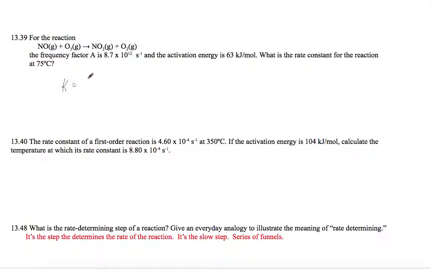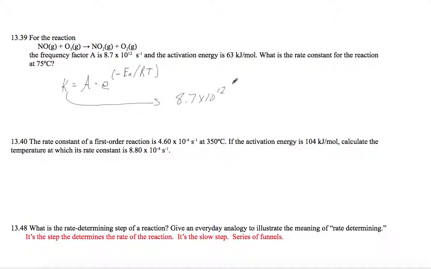K is equal to capital A, which is the frequency factor, times lowercase e, as in the opposite of natural log, raised to the power of the negative activation energy divided by R times T. We'll just start plugging things in here. K is equal to 8.7 times 10 to the 12th.